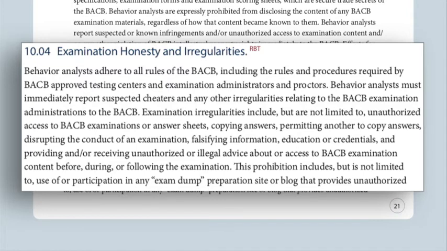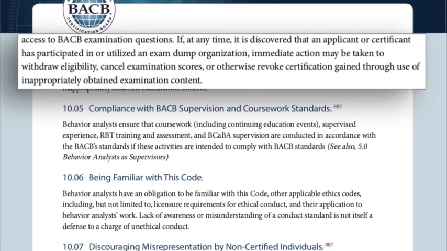10.04 Examination Honesty and Irregularities. Behavior analysts adhere to all rules of the BACB, including the rules and procedures required by BACB-approved testing centers and examination administrators and proctors. Behavior analysts must immediately report suspected cheaters and any other irregularities relating to the BACB examination administrations to the BACB. Examination irregularities include, but are not limited to, unauthorized access to BACB examination or answer sheets, copying answers, permitting another to copy answers, disrupting the conduct of an examination, falsifying information, education or credentials, and providing and/or receiving unauthorized or illegal advice about or access to BACB examination content before, during, or following the examination. This prohibition includes, but is not limited to, use of or participation in any exam dump preparation site or blog that provides unauthorized access to BACB examination questions.